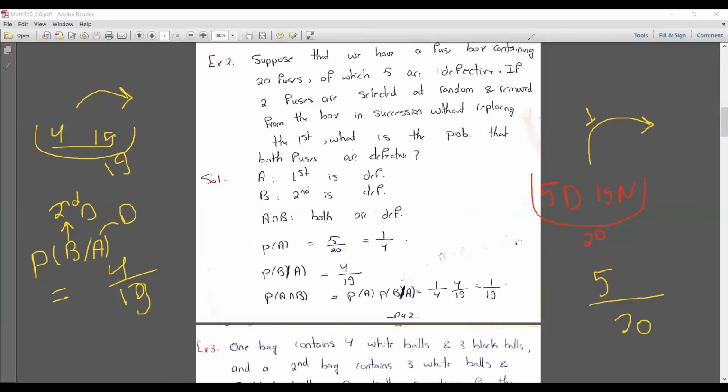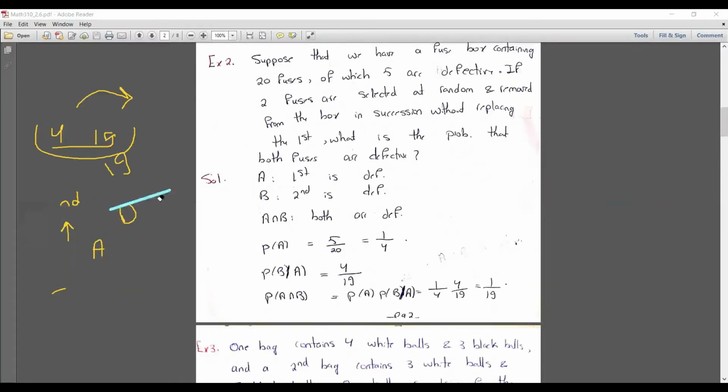Okay, guys, can we apply now the rule we just mentioned before? How can we find P of A ∩ B? So let's substitute in the formula that we have for conditional probability. P of A ∩ B is P of A times P of B given A, which is 1 over 4 times 4 over 19, which is 1 over 19.